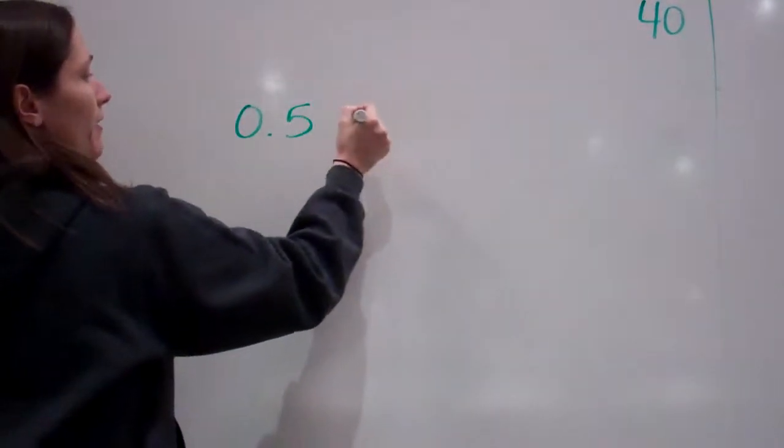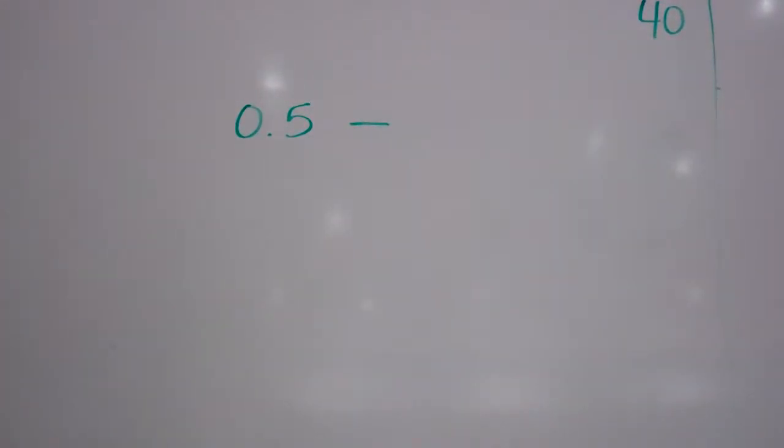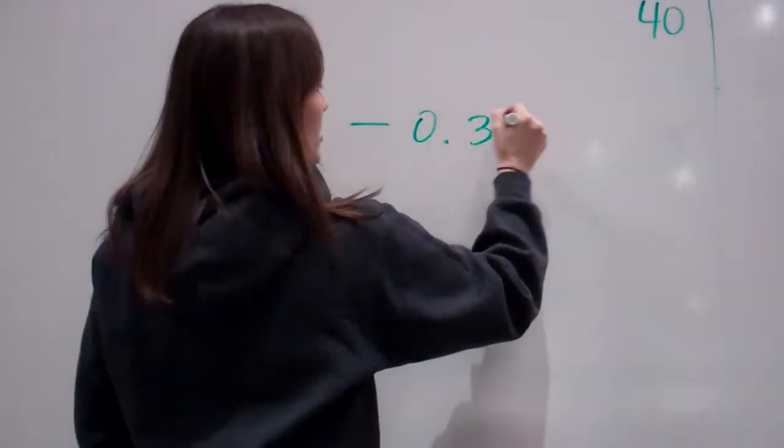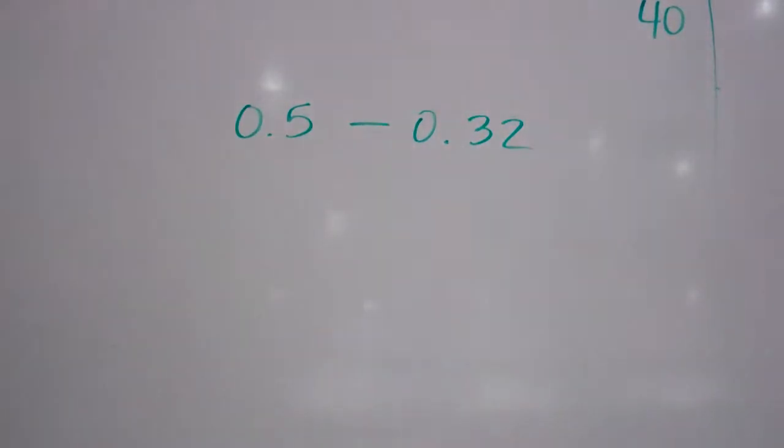0 as a placeholder, okay? And then we're also going to quickly do circle graphs, okay? So, for example, if I were to have 0.5 minus 0.32, let me see you set that up on your paper like you think you would.